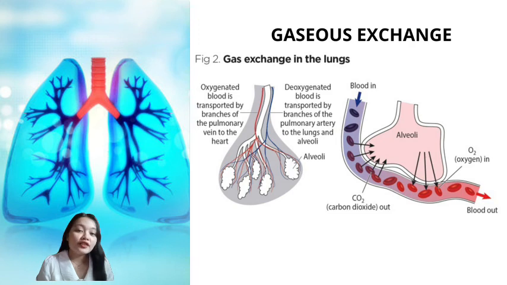Oxygen-deficient, carbon dioxide-rich blood returns to the right side of the heart through two large veins, the superior vena cava and the inferior vena cava. Then the blood is pumped through the pulmonary artery to the lungs.